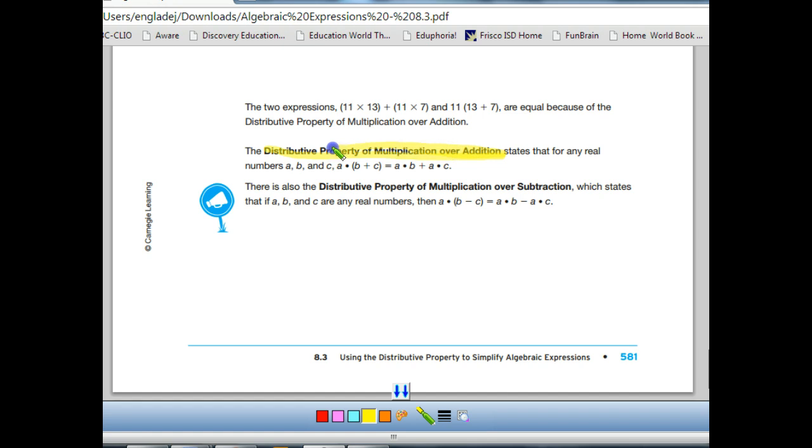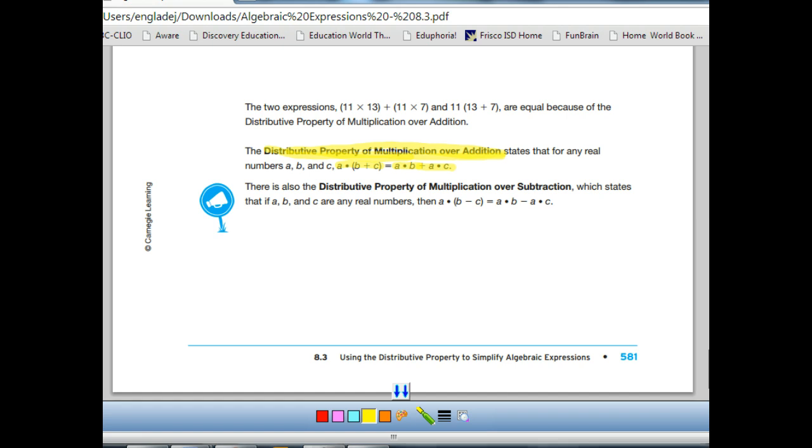Okay, now that's a really fancy way to say that anytime I'm taking a number, let's say A, times a quantity, B plus C, that's the same as taking A times every one of those terms that's inside that quantity. So I'm going to take A times B, then I'm going to take A times C. If I had a D term in here, I could take A times D. If I had an E term.